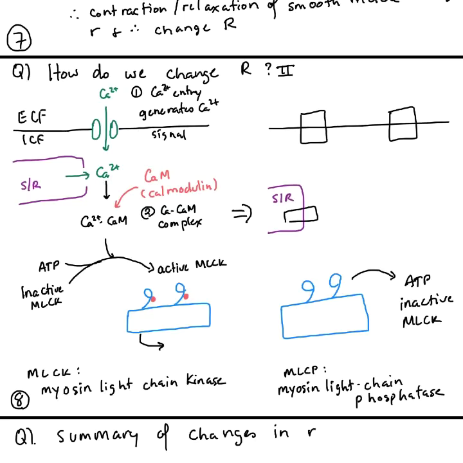So let's step back and write out our points. We're going to say step 3, that will activate MLCK. And let's make sure we say calcium calmodulin activates MLCK. The active MLCK then in step 4 will phosphorylate, that's phosphate, phosphorylate the myosin. That will lead to step 5, contraction.